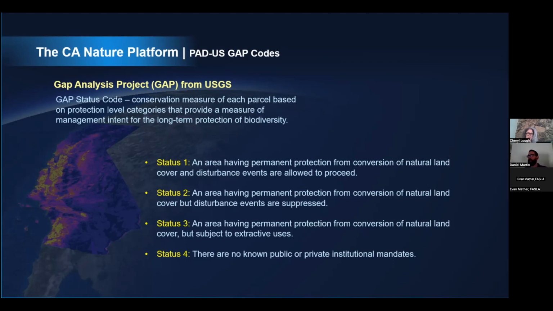So a GAP status 1 means that there's permanent protection of that parcel, and natural disturbance events are allowed to go and proceed. Status 2 still has the same legal protections, but there is some reason in the management plan of that parcel that prevents natural disturbance. Status 3 is areas that have permanent protection from conversion, but there are certain extractive uses that might not always overlay well with biodiversity.